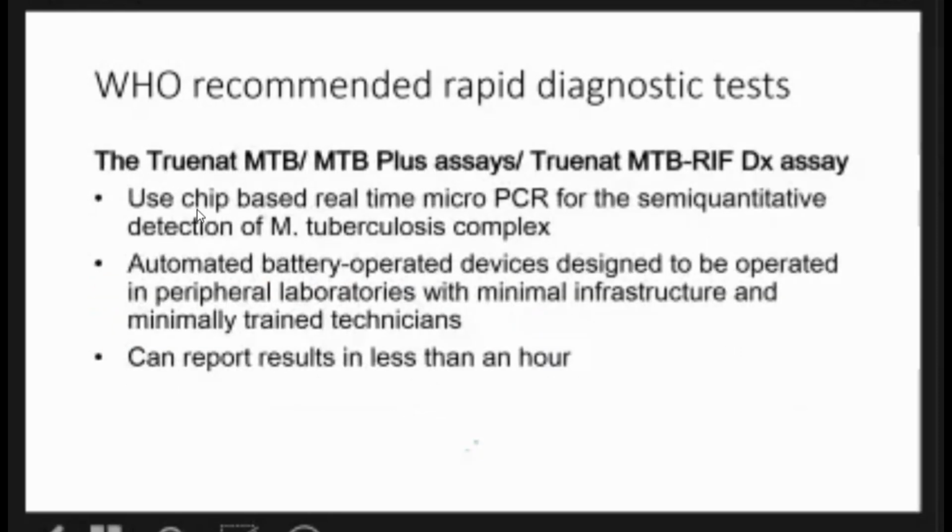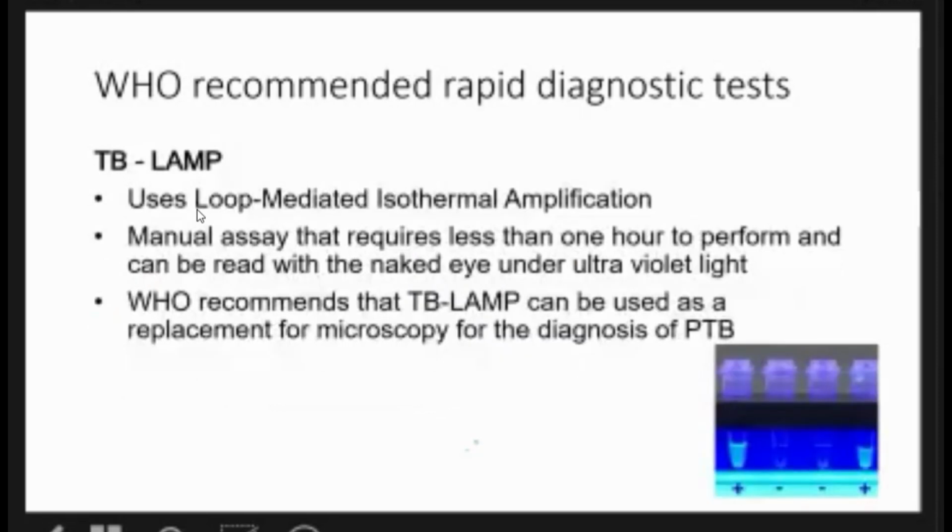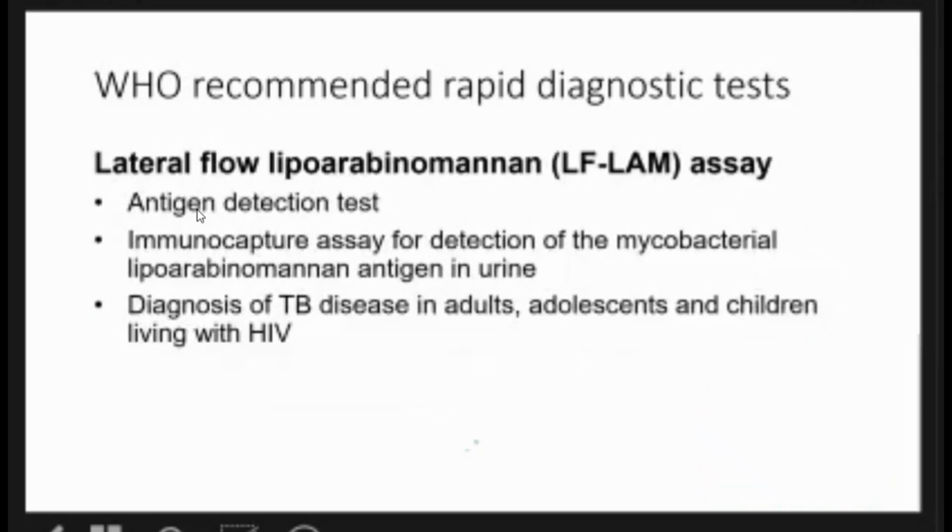The rest of the investigations I will skip because I don't have much time. So this is a TB LAM test, which is an immunofluorescent test, which can be used as a screening tool in the field. And there's a lateral flow LF-LAM assay. It's an antigen test which is done in urine.